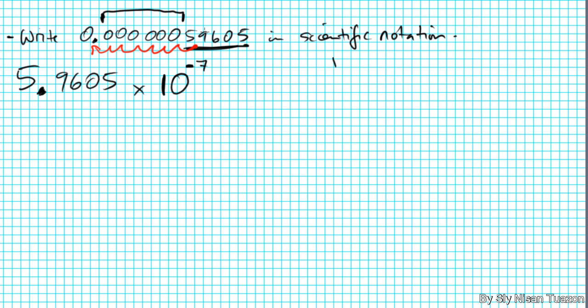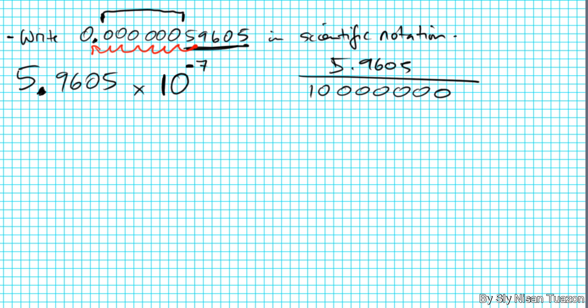Which is the same as dividing the number by 10 to the 7. So 5.9605 divided by 10 to the 7. 1, 2, 3, 4, 5, 6, 7. The same thing.